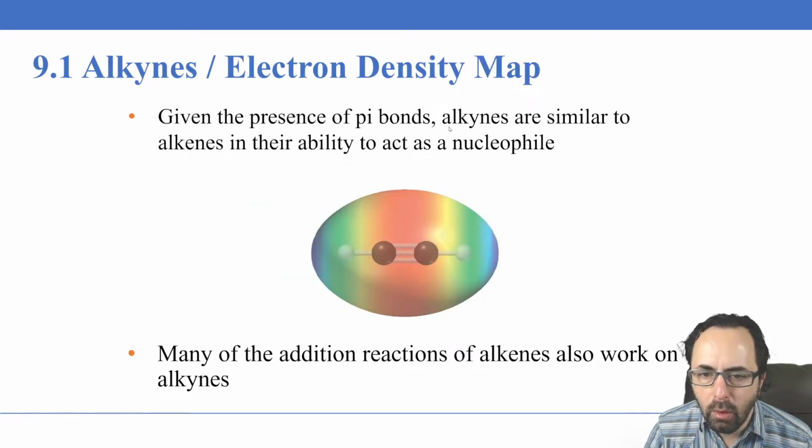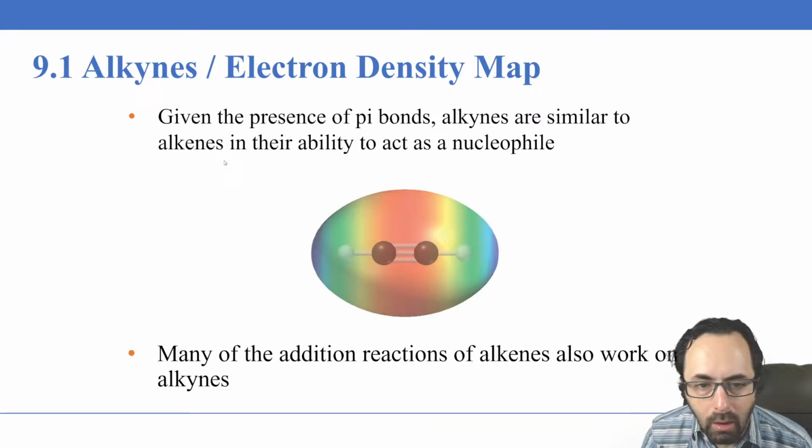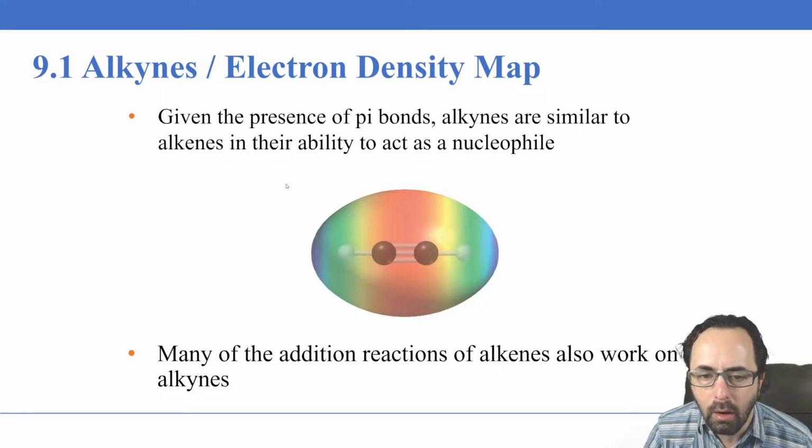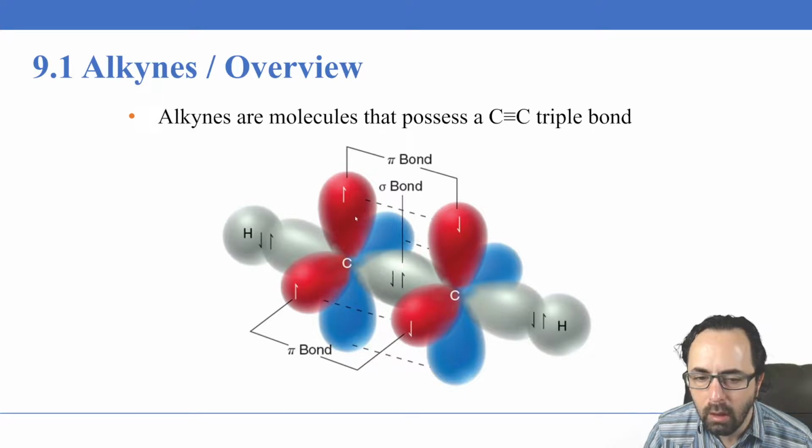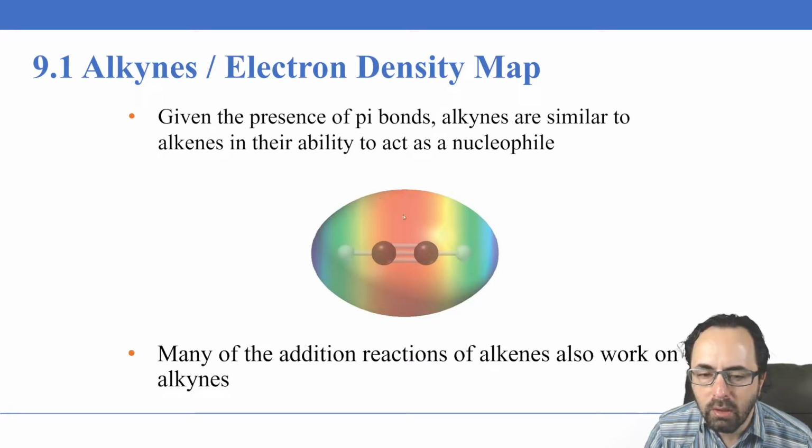So when it comes to alkynes, they're similar to alkenes in the fact that they have pi bonds. And the electrons in these pi bonds, you can see they're a lot further from the nuclei than those that are involved in the sigma bonds. And so it's much easier for them to be removed. And so those electrons in the pi bonds can act as a nucleophile, as they did in alkenes in the previous chapter. And so many of the addition reactions that we studied in relation to alkenes will also work on alkynes, but there will be additional considerations due to the fact that there are two pi bonds in the carbon-carbon triple bond and not just one.